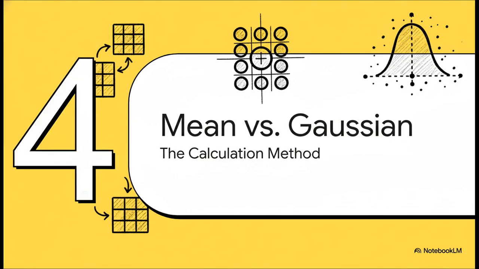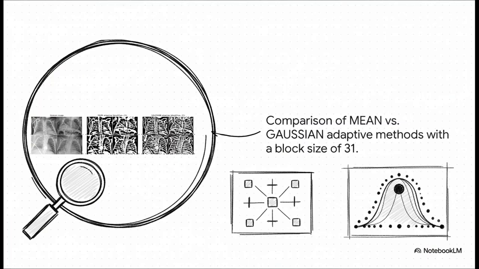The next step in our toolkit is deciding how to calculate the threshold inside that block. And there are 2 really common ways to do this. Here, we can see them compared side by side. The first one is the mean method, which is super simple. It just takes the average of all the pixel values in the neighborhood.